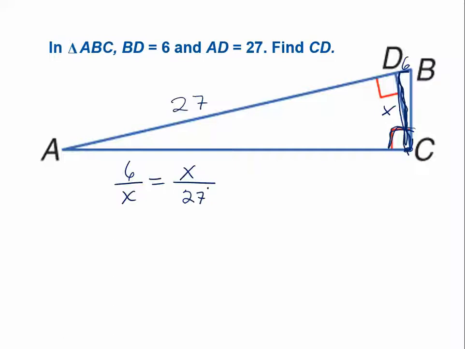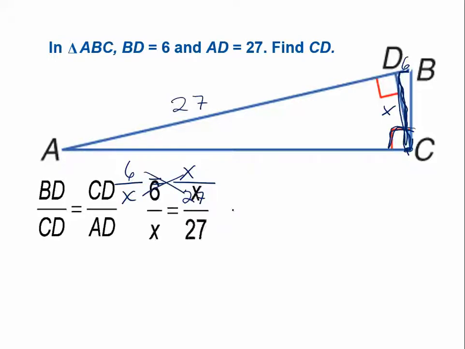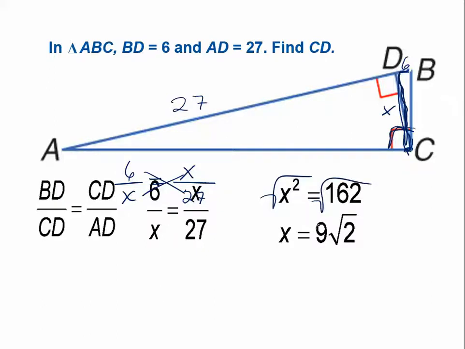Now all I do is cross multiply. Six times 27 is 162. Last step is to take the square root. How did I get this? Let's think. What perfect square goes into 162? 81. How many times does 81 go into it? It goes in there 2 times. A perfect square is the result or the product of any number squared.